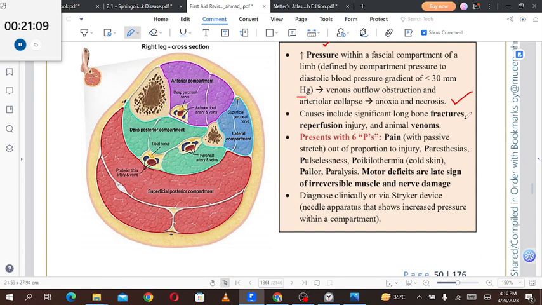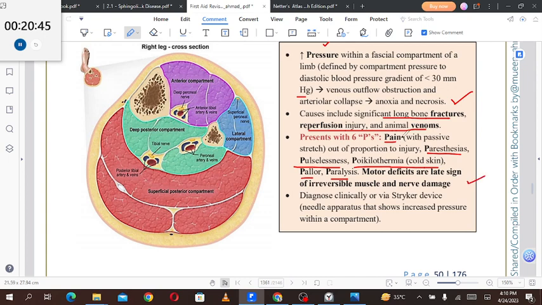Causes include significant long bone fractures, reperfusion injury, and animal venoms. Significant long bone fractures, reperfusion injury, and animal venoms can cause it. It presents with 6 P's. Number 1, pain with passive stretch or out of proportion to the injury, paresthesias, pulselessness, poikilothermia, that is cold skin, pallor, paralysis. Motor deficits are a late sign of irreversible muscle and nerve damage.